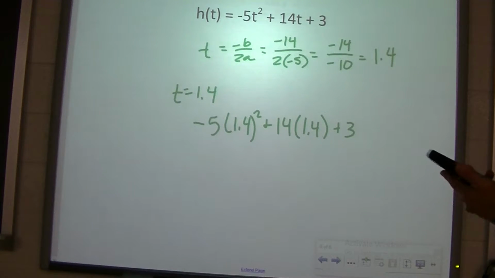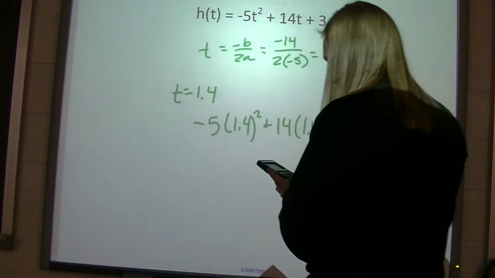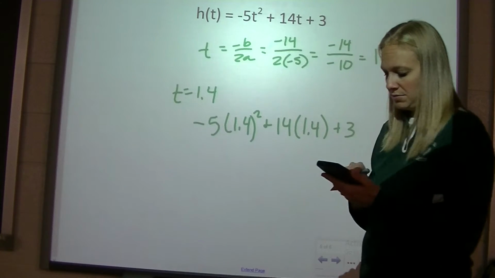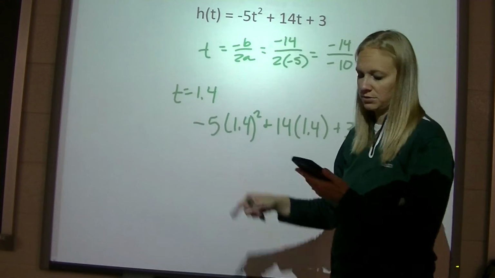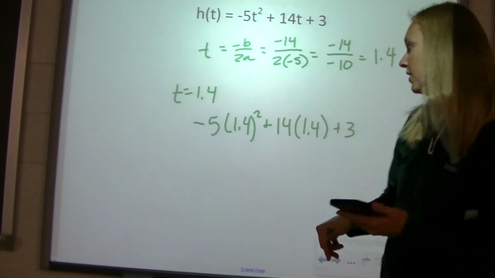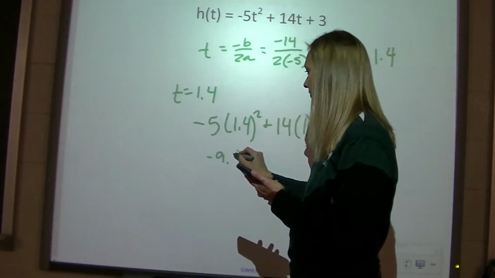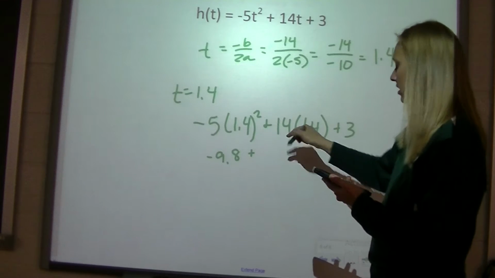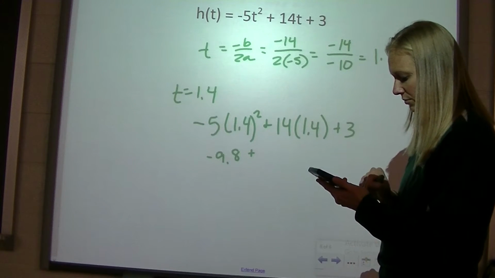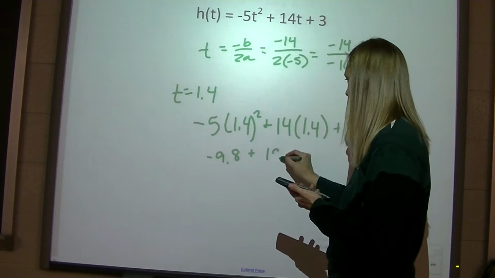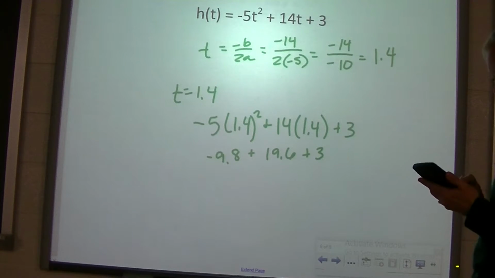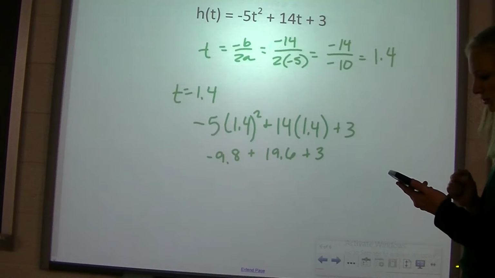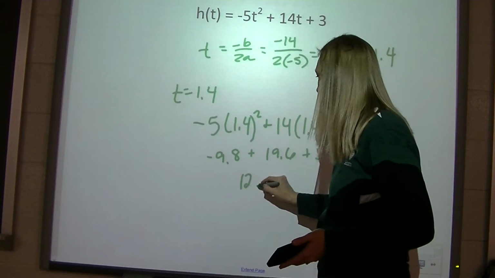We can simplify, so now we do the exponents. So we have to do 1.4 squared and multiply that by negative 5. Okay, so 1.4 squared is 1.96. Multiply that by negative 5, we get negative 9.8. And we're going to add 14 times 1.4 to that, which is 19.6, and we add 3. So we have negative 9.8 plus 19.6 plus 3, and we get 12.8.